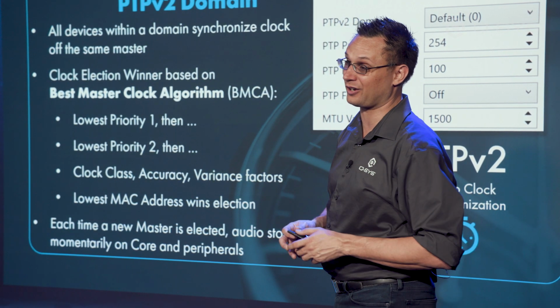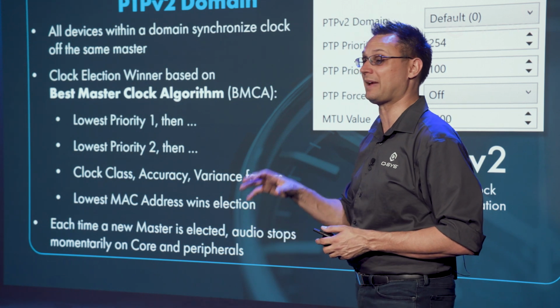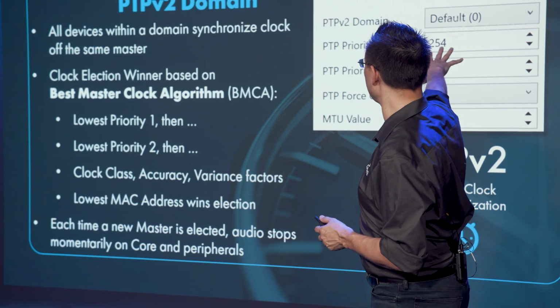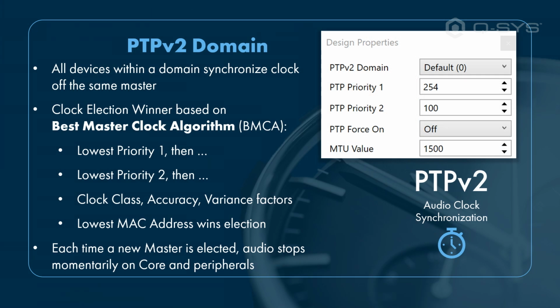Again, that's a strong argument for why your core should be set up as your clock grandmaster, and setting up your PTP priority numbers to be low enough that they will win is very important.